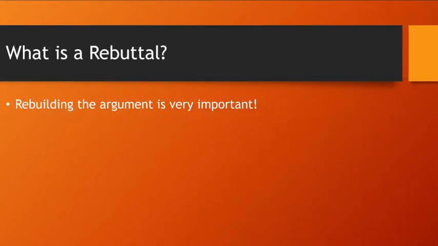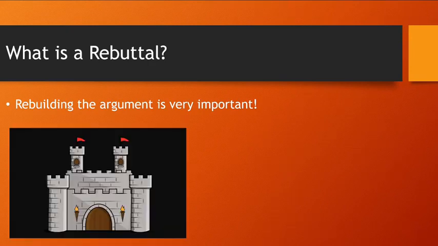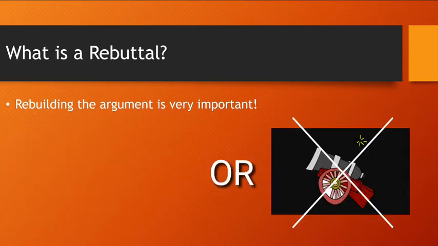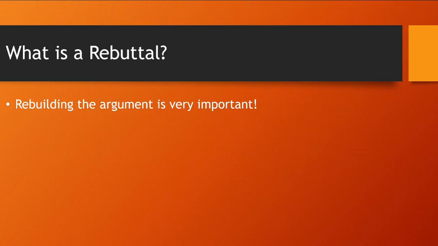As I said, rebuilding the argument is very important. However, there are two ways that you can do this. First, we talked about rebuilding the argument and making that castle much stronger. Or you can attack the refutation and prove that the refutation is not strong at all. By doing this, you're showing that the refutation should not have hurt your argument, and instead, your argument is still strong and still important in the debate.